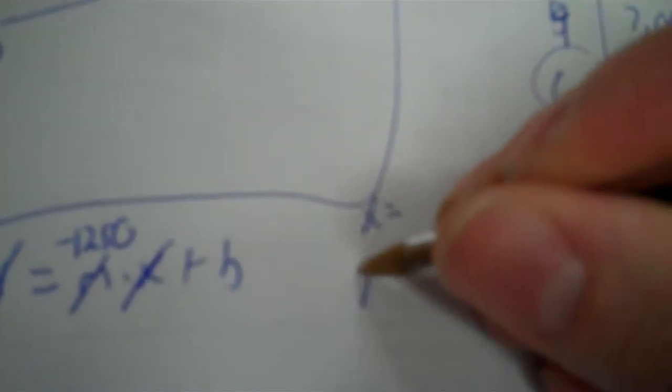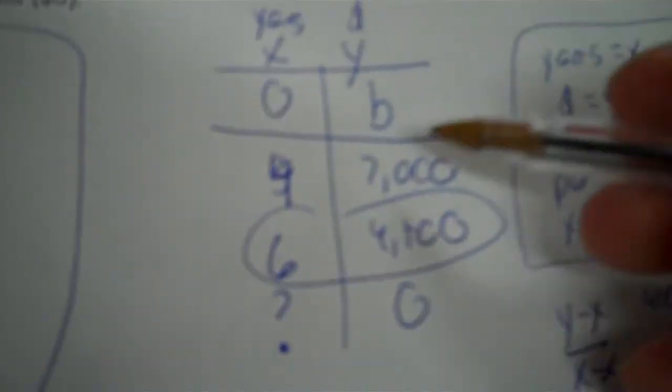Okay, now to find B, where you started at, you would apply the Y equals M times X plus B. Okay, so the M we know is negative 1,250. Now for X and Y, you look at your table. I'll use 4 and 7,000. You could also use the 6 and 4,500.